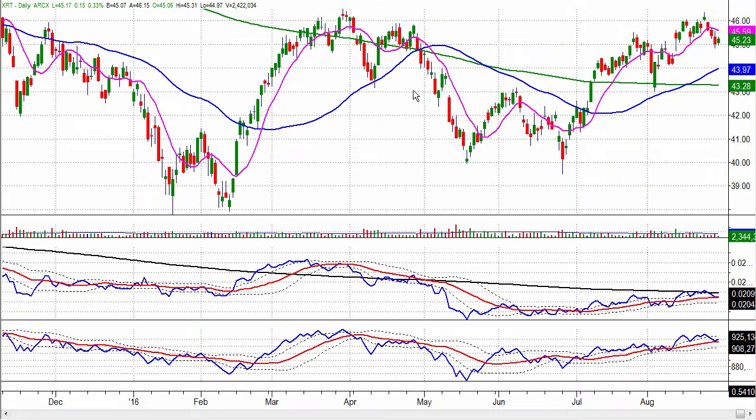Now, keep in mind, I am doing this video on the same day that I gave you the big picture chart point of the day, which was the 10-day moving average. So I'll relate that as well, the 10-day moving average being this magenta line here. So just a quick look at the indicators with XRT.